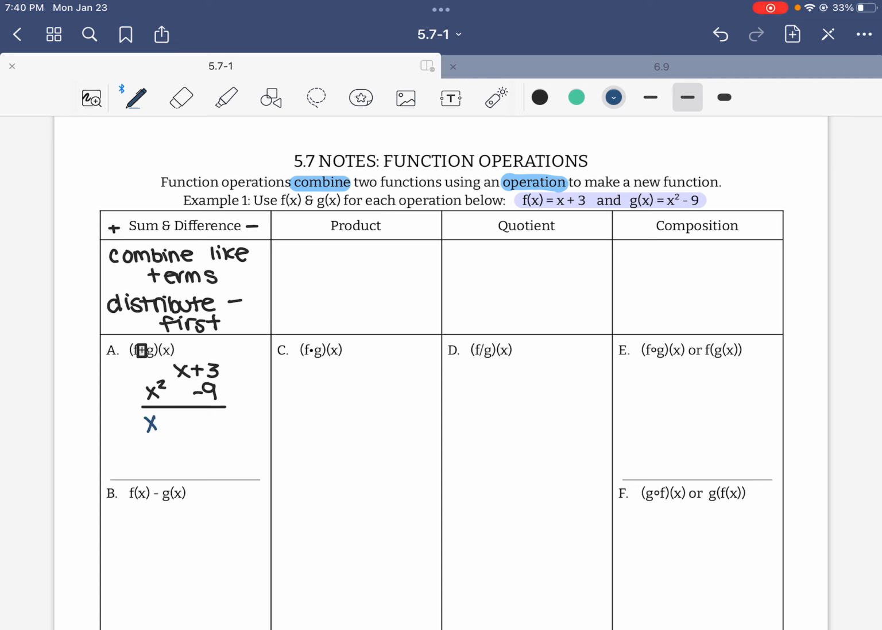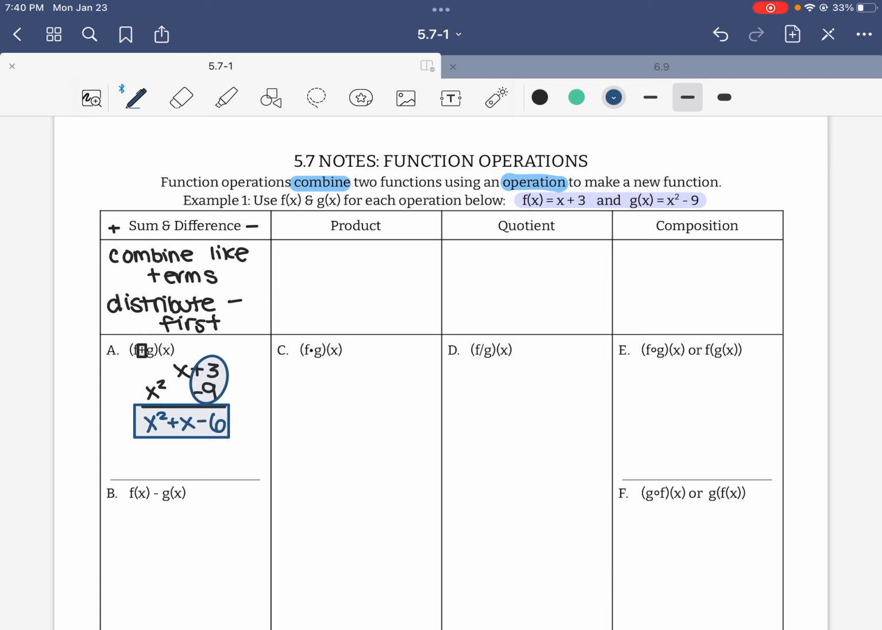And then you just simply combine those like terms, which in this case is really just 3 minus 9. That's the only thing you're actually allowed to add together. And that gives you -6. The x squared and the x stay out front, and there you go.